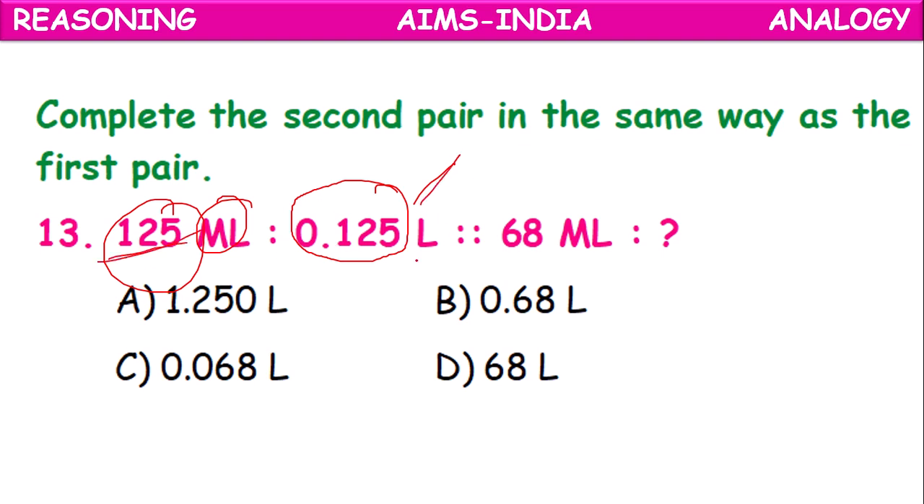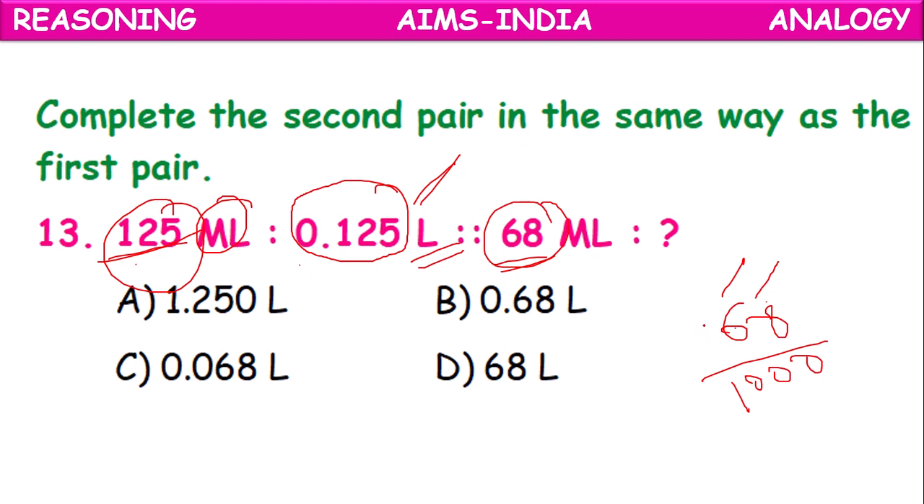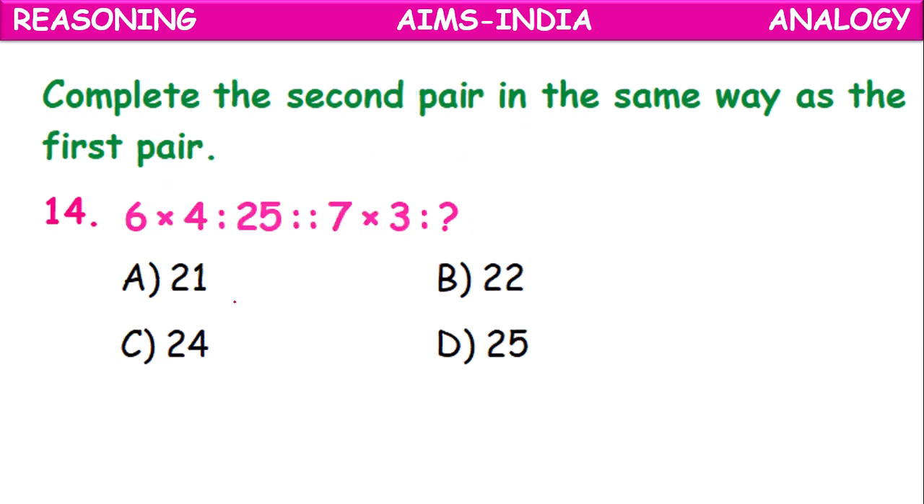So 125 ml, milliliter, is 0.125 L. Means it is divided by 1000. So we are writing here liters. When milliliter is divided by 1000, it will be turned into liters. In the same way, 68 ml to be divided by 1000. So, 3 zeros are there. We can remove 1000. After 3 places, we can keep the point. First place, second place, in third place, nothing. So, what we can do, we can take 0. First place, second place, third place, we can take 0. We can keep the point here, and before the point one more 0. 0.068 liters. So, option C is correct.